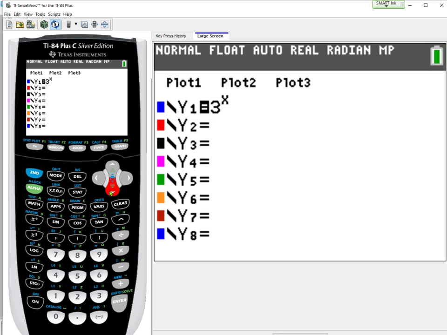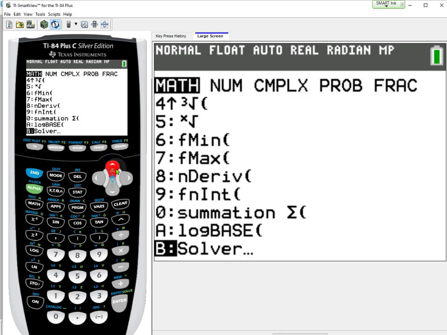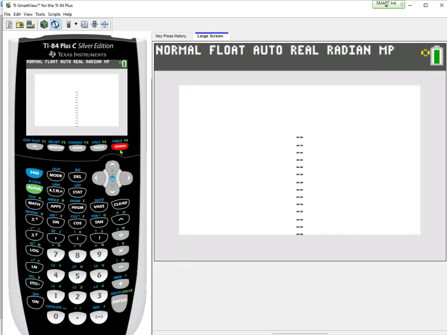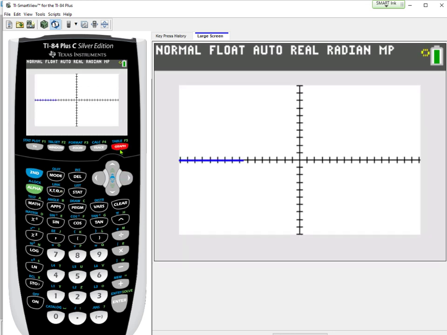Okay, so math, push up, you're going to get log base. That's going to let you put everything in there. Okay, so we're doing 3, and then my variable is x. So let's graph those real quick. Here comes our 3 to the x, which is our exponential growth. And then we're going to get our logarithm, and it's going to cross the point.